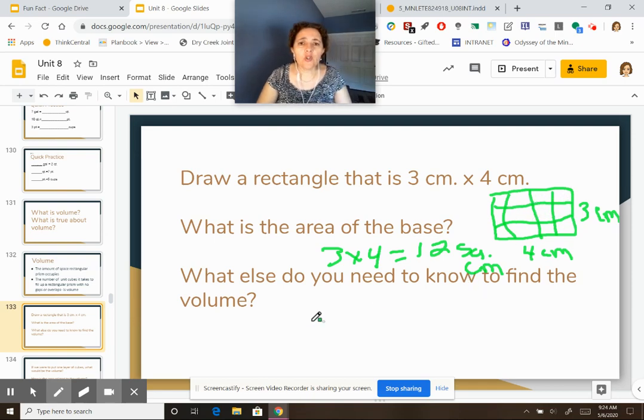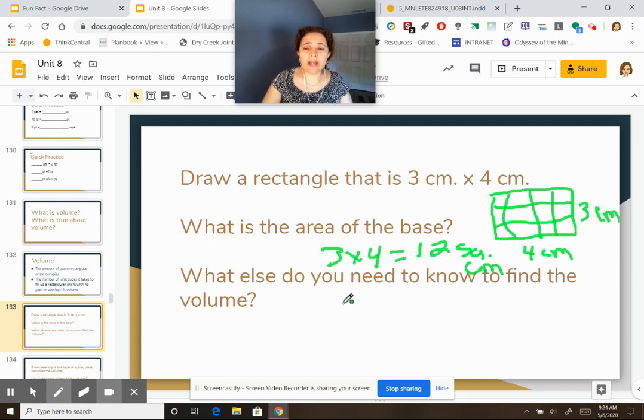Okay. So if I'm talking about volume, what else do I need to know to find the volume of something? So obviously I can't find the volume of this because it's not a 3D shape. It's a flat shape, but I could turn it into a 3D shape. And what would I need to know in order to find the volume? Stop the video and write it down.